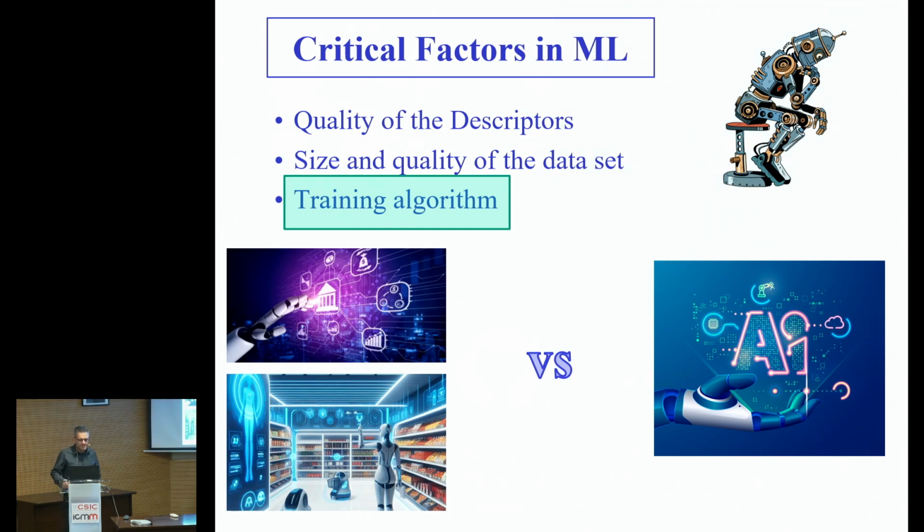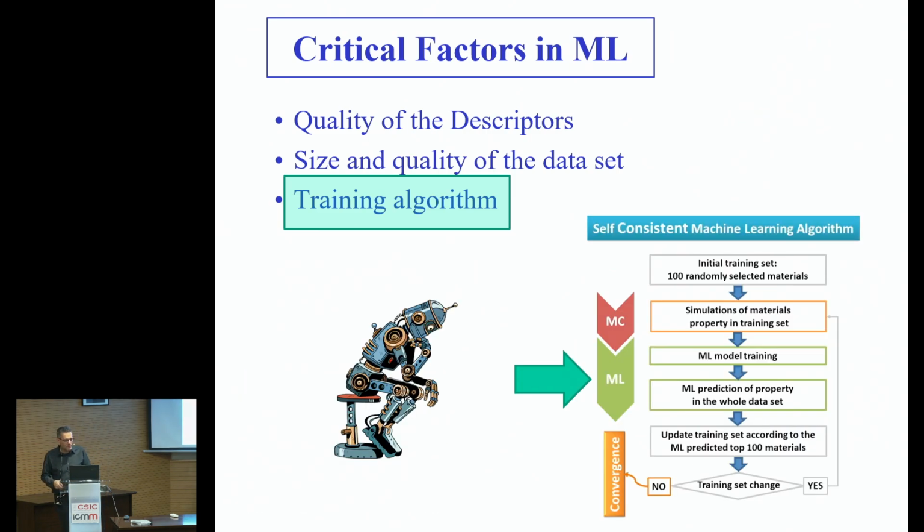Another important thing is how to use AI, and what is the difference between the AI that they use in banks and in supermarkets and in different databases. In material science, we are interested in top performing materials. In the rest of the cases, they want to have a global picture of their data. So we thought about an algorithm that we call the self-consistent machine learning algorithm that will identify only the top performing materials. We are not interested in the rest.